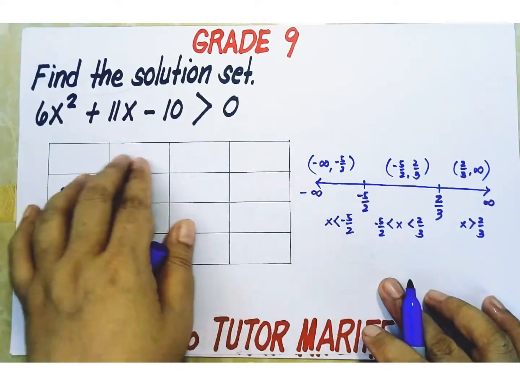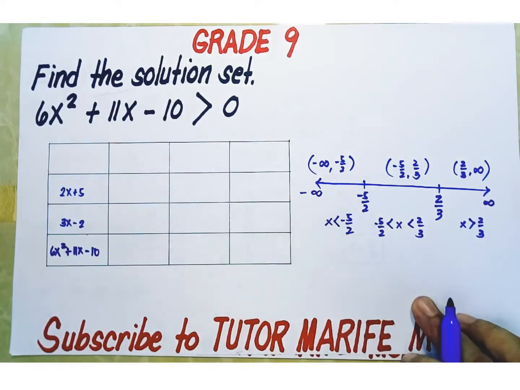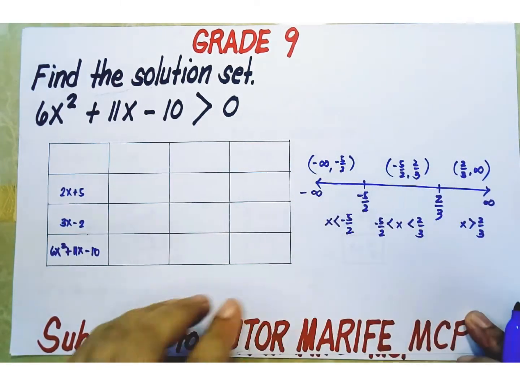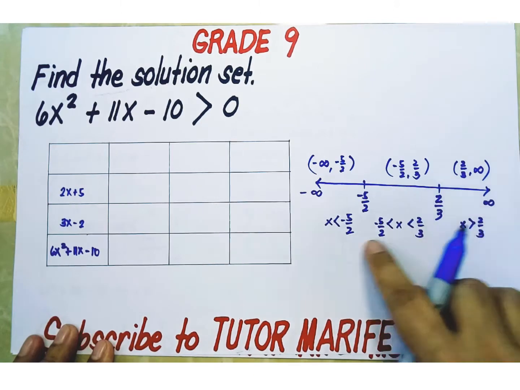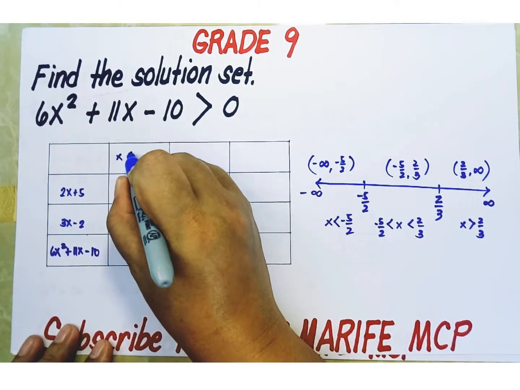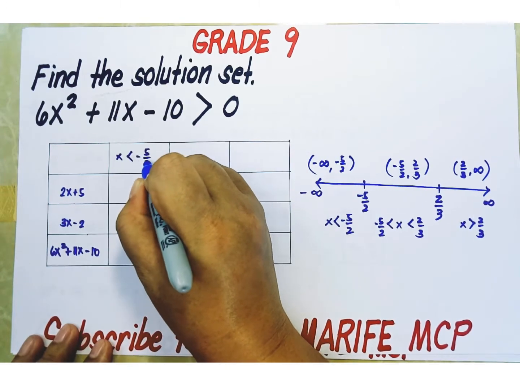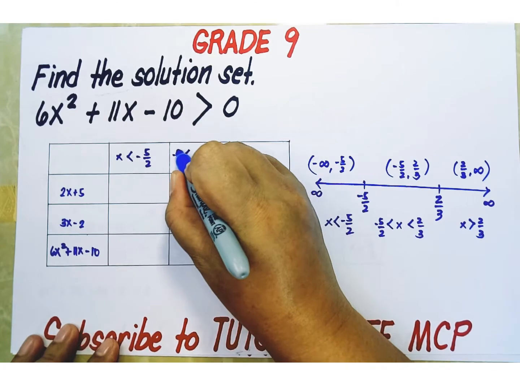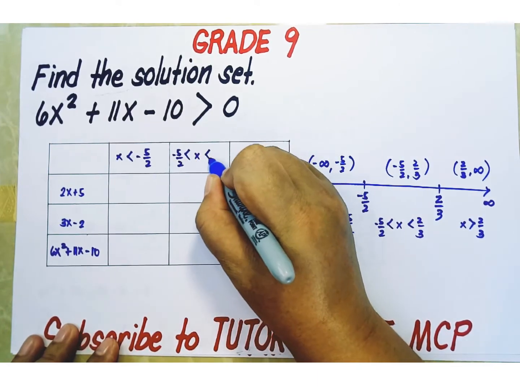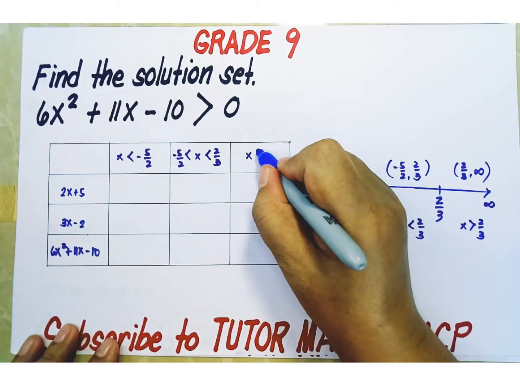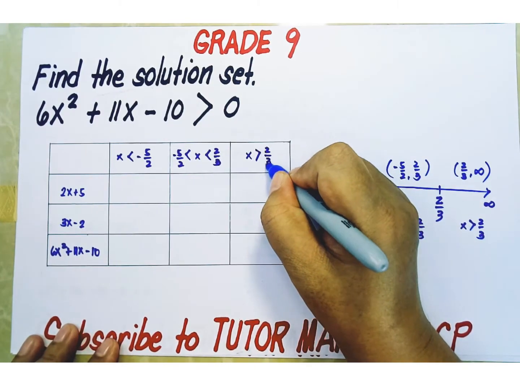In the first row, we will write the three intervals. You can use the inequality notation or the interval notation. Let's use the inequality notation. We have x is less than negative 5 halves. Then x greater than negative 5 halves but less than 2/3. Next, we have x greater than 2/3.